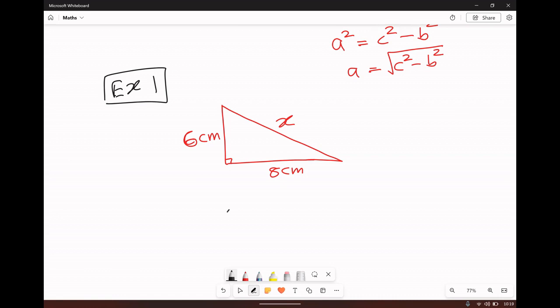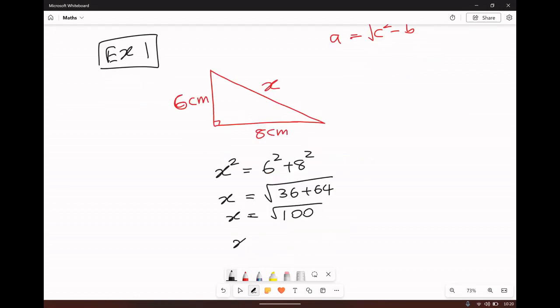So therefore, we can write x squared is equal to 6 squared plus 8 squared. As I said, I'm not going to consider the negative part of the square root. So x is equal to the square root of 36 plus 64, so then x is equal to the square root of 100. Therefore, x is equal to 10 centimeters. That is the length of the hypotenuse of this right angle triangle.